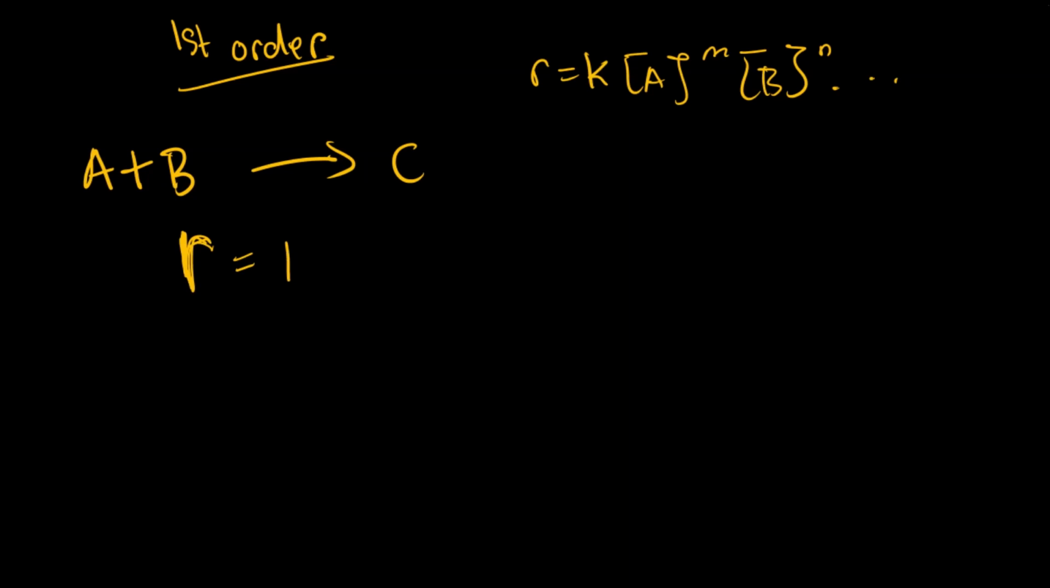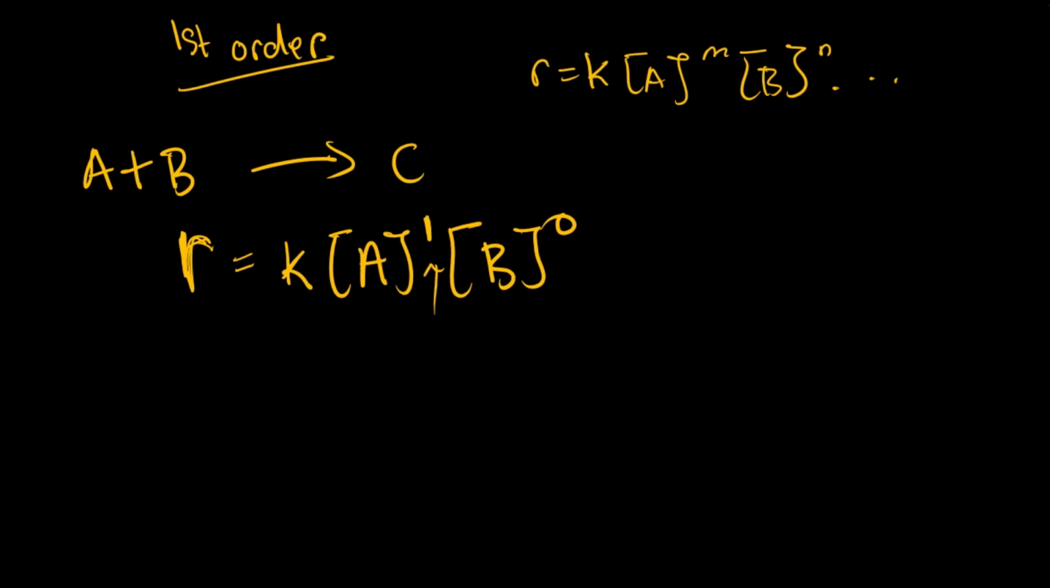But for now, take for instance our rate is equal to the rate constant, and for this particular reaction it's affected by, say, the concentration of A. However, the reaction order with respect to B is 0. Okay, so taking a look at this reaction, this is a first order reaction, although we have 2 reactants.